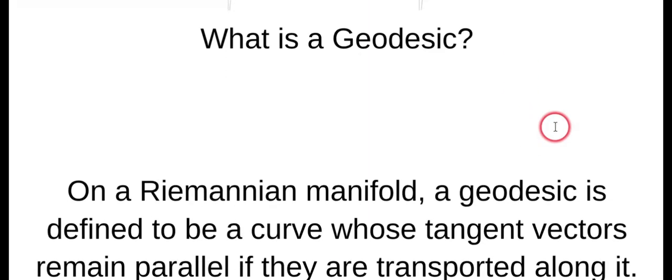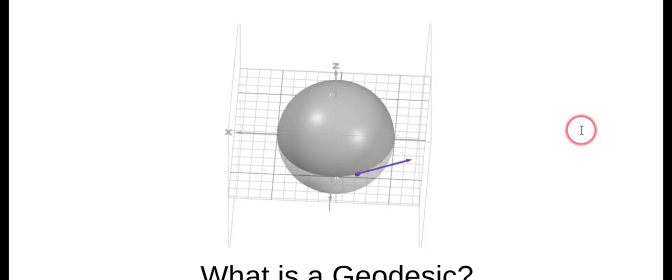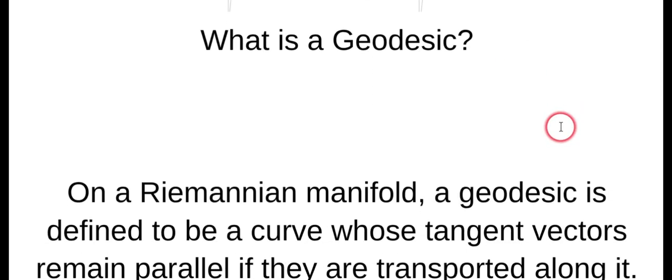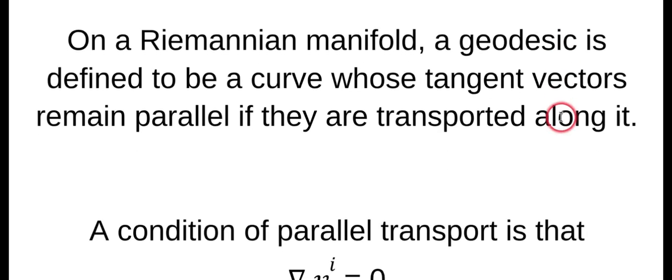Okay, definition. On a Riemannian manifold, a geodesic is defined to be a curve whose tangent vectors remain parallel as if they are transported along it, right? So parallel transport is moving a vector along a manifold while trying to keep it as parallel as possible. That's what parallel transport is, okay? What is a condition of parallel transport?